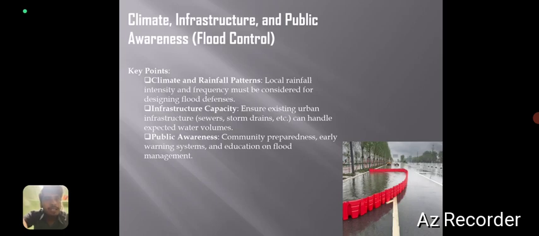Climate and rainfall patterns: local rainfall intensity and frequency must be considered for designing flood defenses. Infrastructure capacity: ensure existing urban infrastructure can handle expected water volumes. Public awareness: community preparedness, early warning systems, and education on flood management.